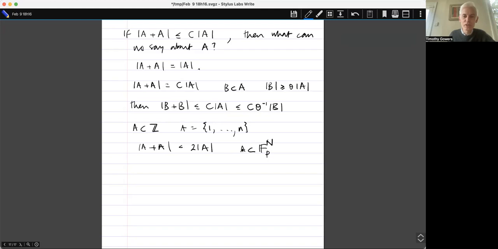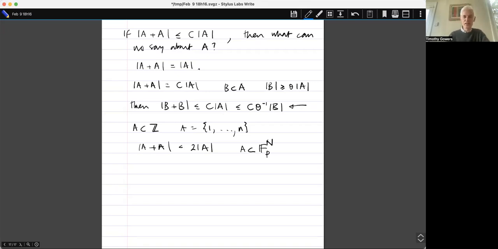It's not so easy to come up with counterexamples of this kind, and we will actually find that if A plus A has size at most c times the size of A, then in that particular case A will be contained inside a subgroup of Fp to the n of size not much larger than A. And that's trivially a sufficient condition by the observation we've just made.